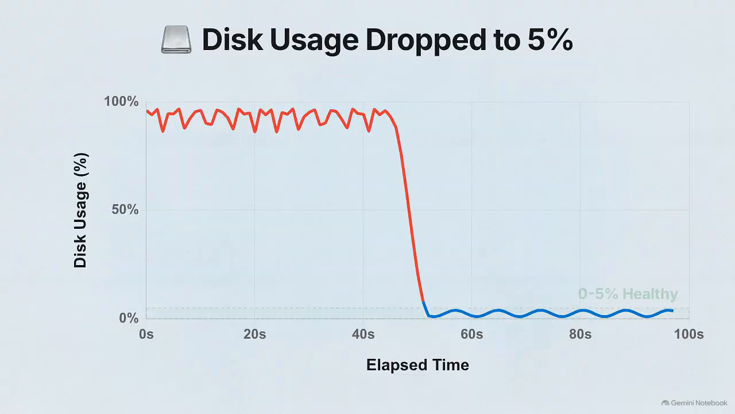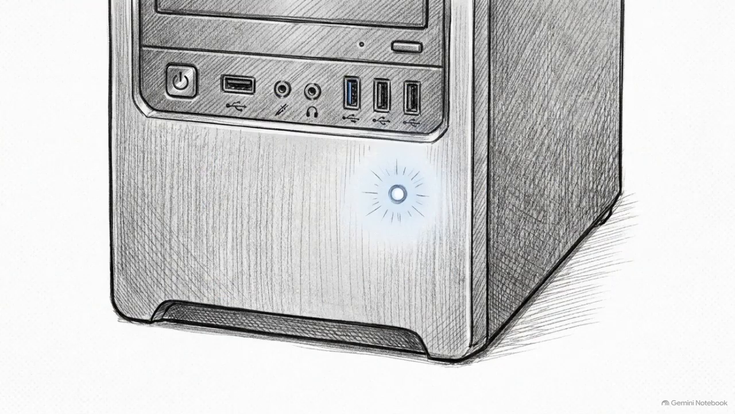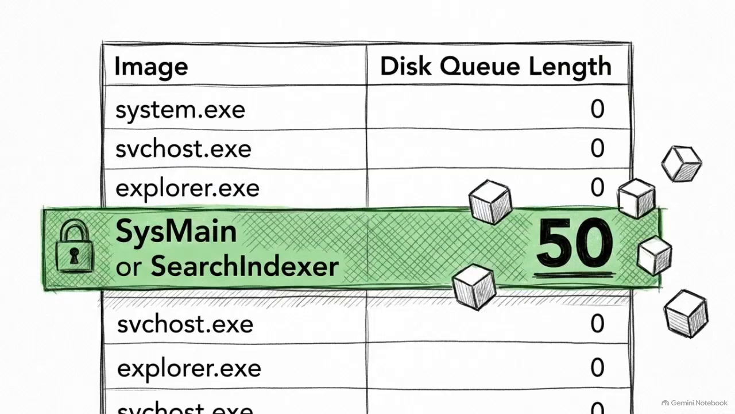a healthy range of 0 to 5%. Ensure you have administrator privileges before proceeding, as we need to modify system-level configurations. Reclaiming your disk queue avoids the cost of new hardware by systematically stopping the operating system from suffocating its own resources. We begin by isolating the exact background processes choking the disk queue.